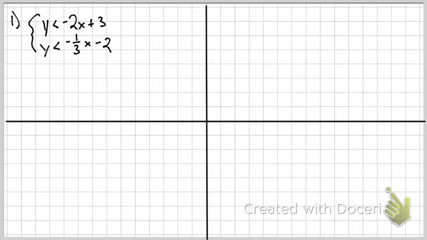So far, we have seen systems of equations. We have seen linear inequalities, but this is the first time we're seeing a system of linear inequalities.